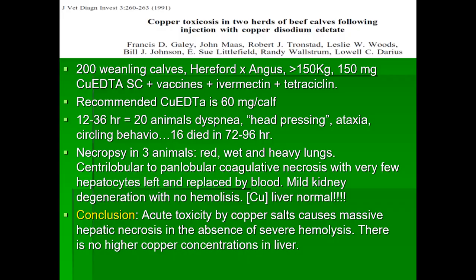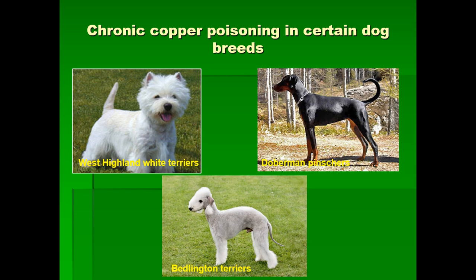Now, to end these presentations, let's look at what happens in certain dog breeds, particularly West Highland White Terriers, Doberman Pinschers, and particularly Bedlington Terriers. These breeds have an autosomal recessive trait that causes increased copper retention, and when the lysosomal capacity is overwhelmed, then liver injury starts to happen.